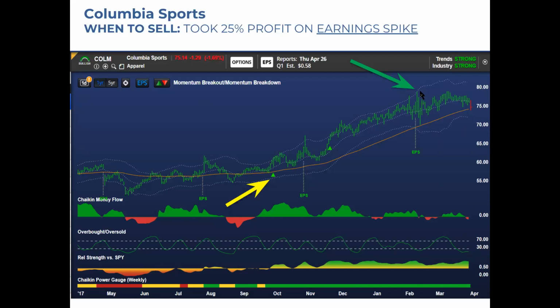So I bought the stock at 61 and sold it up here when it bumped up into that upper band. Again, that upper volatility band is your signal to say thanks very much. I'll take my profit. And it also was due to the earnings. They beat the analyst estimates, so that's why it spiked up.